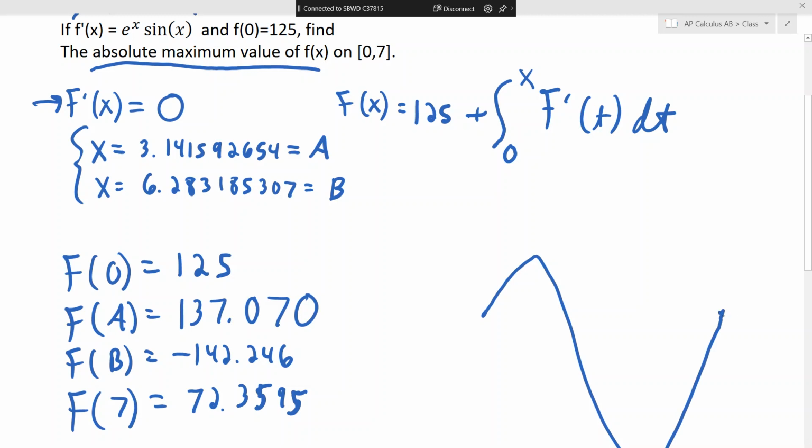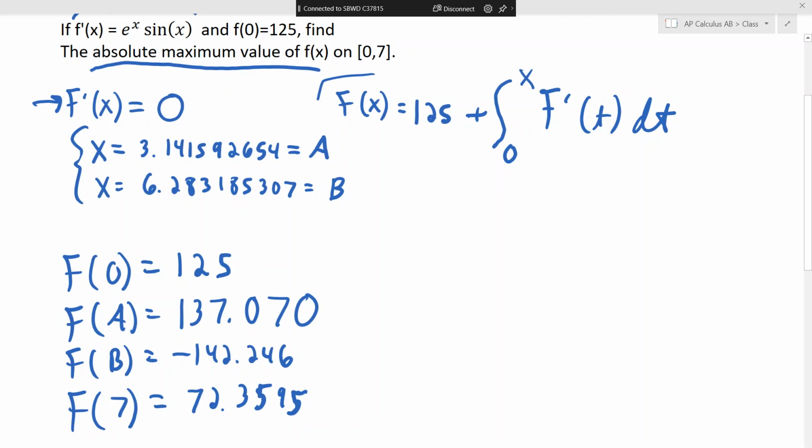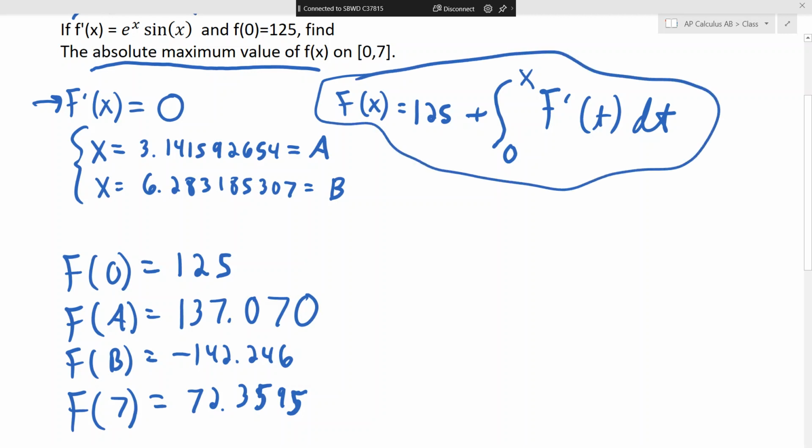What did you do on the calculator to get f of 7 again? The same thing we did to find out a and b. Oh, okay. 125 plus integral. Because remember, we have a definition of f of x. It's right here. It just has an integral in it, but that's okay.